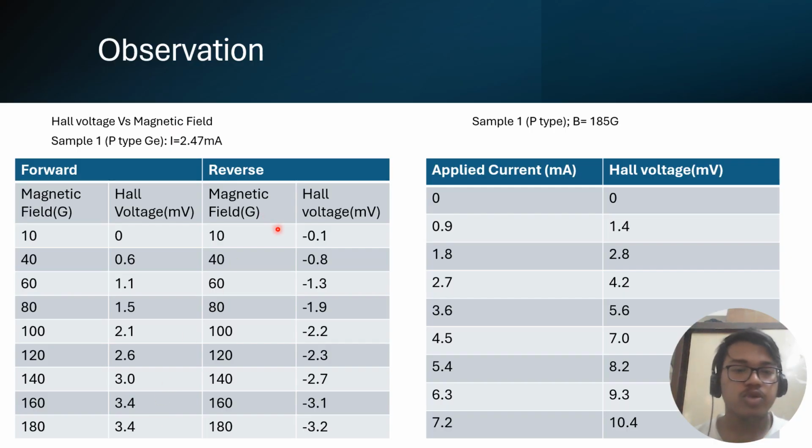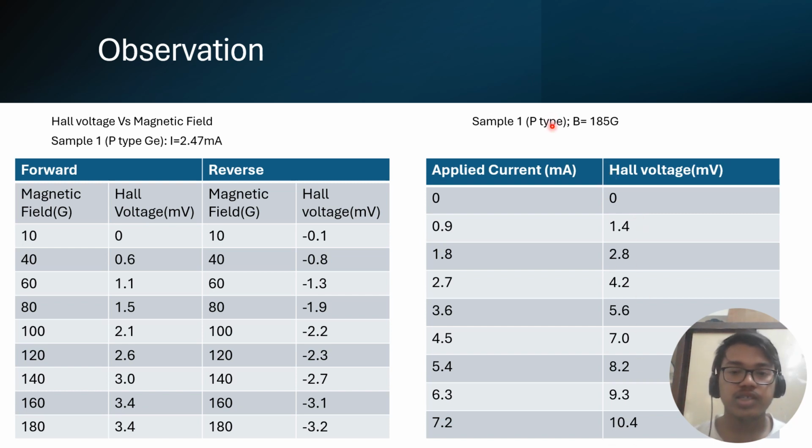So let's come to the observation table. The first table is the Hall voltage versus magnetic field, and we have done this for sample 1, that is p-type germanium, and a constant current of 2.47 mA. As we can see from the table, in both forward and reverse, there is a linear variation between magnetic field and Hall voltage. And for the second part of the experiment, we have varied the applied current, and we can see the variation of Hall voltage here.